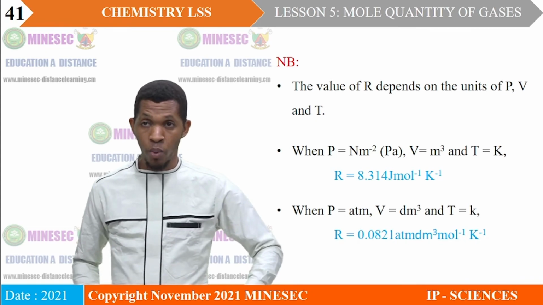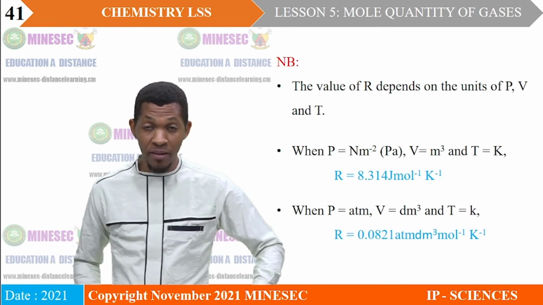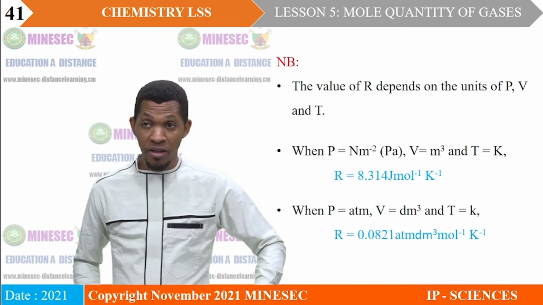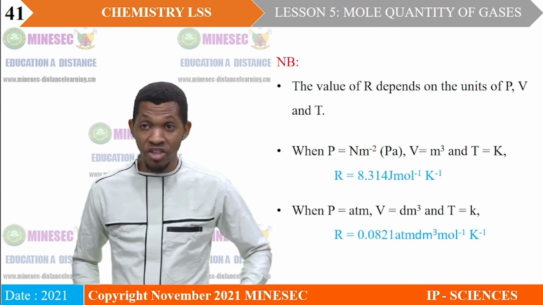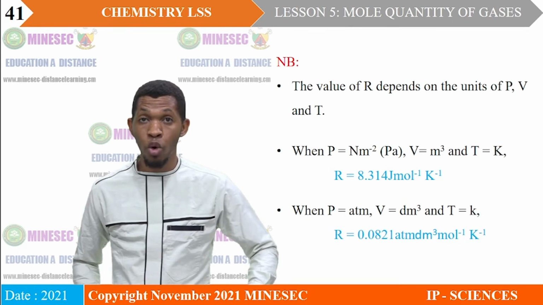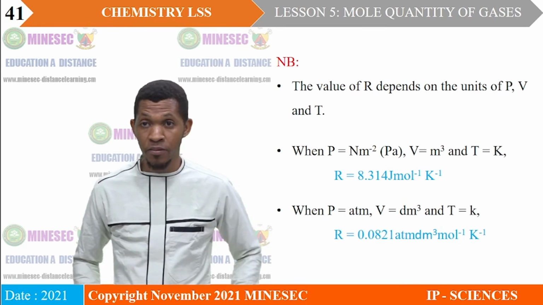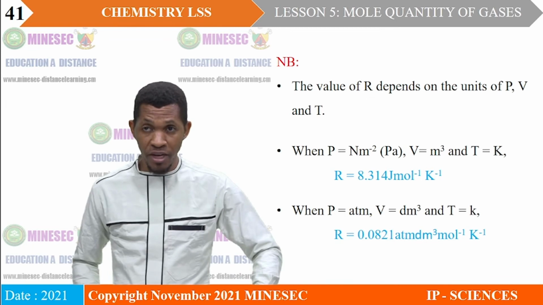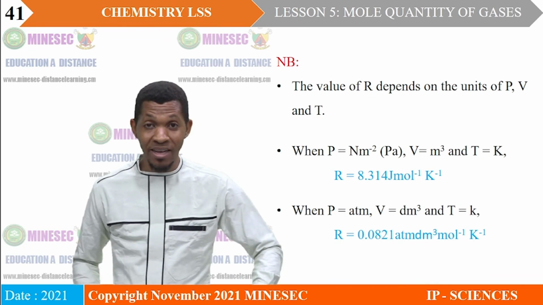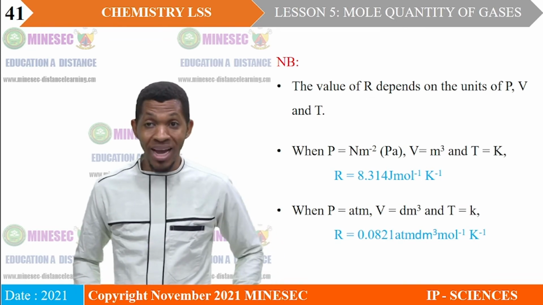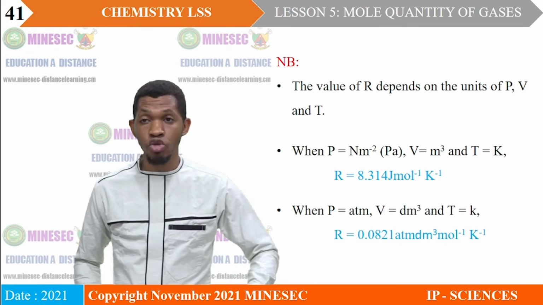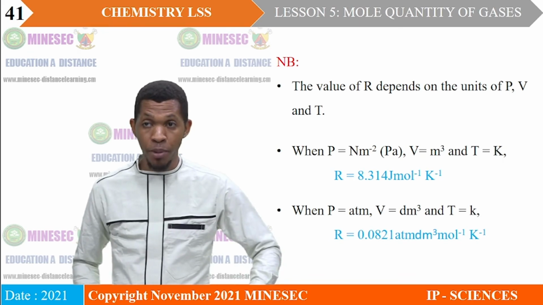temperature. When pressure is in newtons per square meter and volume is in cubic meter, temperature in Kelvin, the molar gas constant is 8.314 joules per mole per Kelvin. When pressure is in atmospheres, volume in cubic decimeters and temperature in Kelvin, the molar gas constant is 0.0821 atmosphere cubic decimeter per mole per Kelvin.